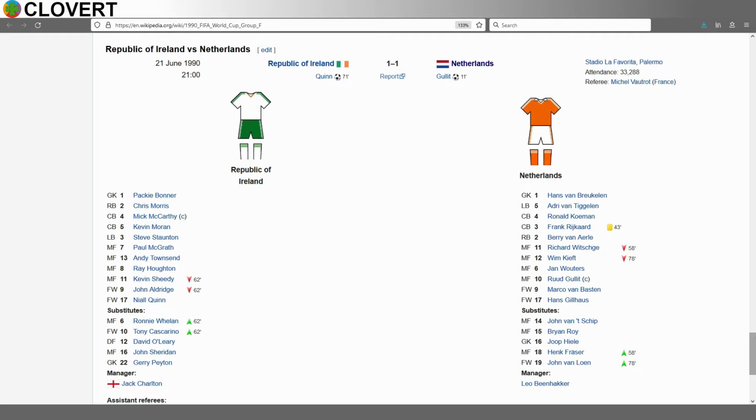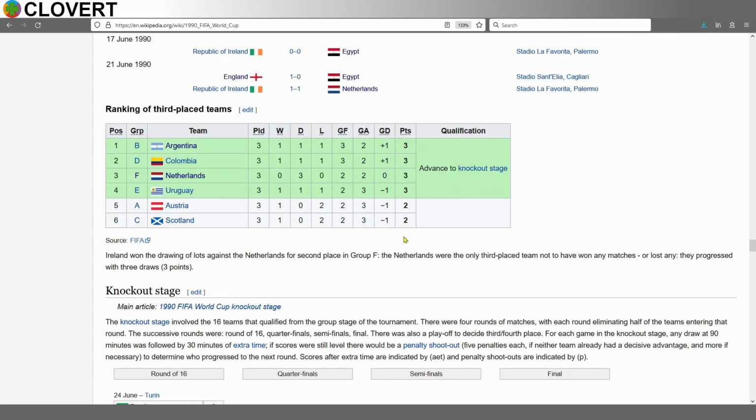Now if one of these teams won 3-1, then the team that lost would be out, because their goal difference would have been -2 instead of -1. So they would be on 2 points, but their record would be worse than Austria and Scotland. They would have conceded 1 extra goal, so it would be 2 for and 4 against. So they would have been out. And Austria and Scotland would have to have lots drawn to see which one of those two would have qualified.